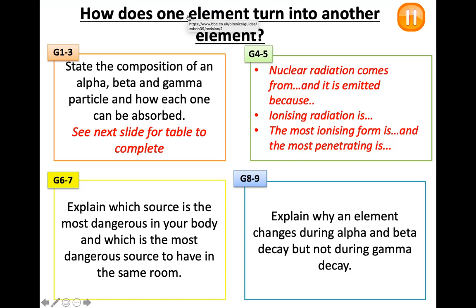That's the first task. Grade 4 to 5 is to finish these sentences. So nuclear radiation comes from, and it is emitted because. Ionizing radiation is, the most ionizing form is, and the most penetrating is. So complete the sentences. Grade 6 to 7, explain which source is the most dangerous in your body and which is the most dangerous source to have in the same room. And grade 8 to 9, explain why an element changes during alpha and beta decay, but not during gamma decay. That's your blue task. Press pause to have a go at the tasks.